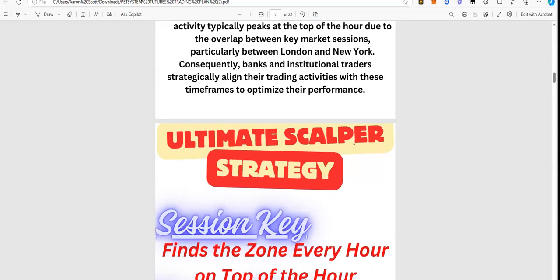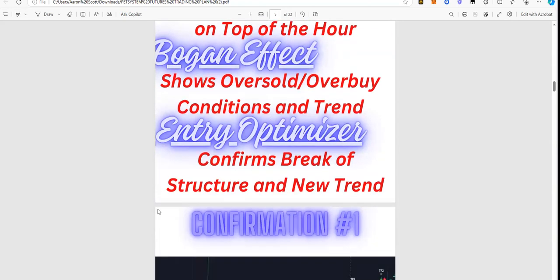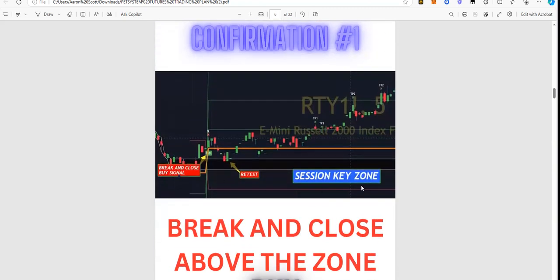So with this ultimate scalper strategy, we're going to be using the session key, the Bogan effect, the entry optimizer, and you will also have oscillators to support your confirmation. So the confirmation is one, session key. You get a break above the session key. You're looking for buys and buys only.